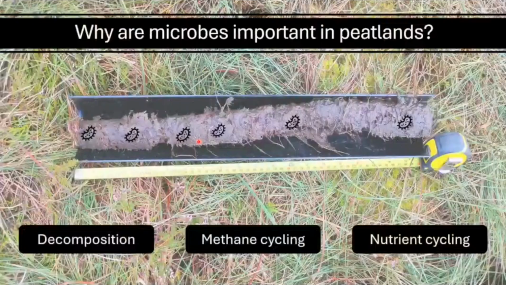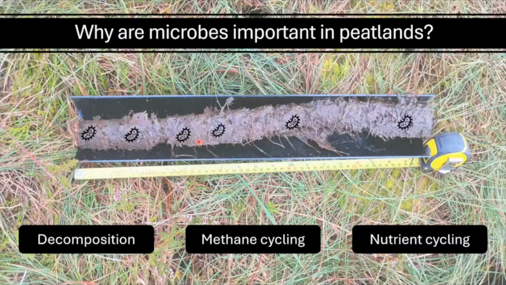But where do microbes fit into all of this? Why should we care about them? Firstly, they're the ones carrying out most of the decomposition. So in a healthy peatland, that's going to be very slow and contribute to that formation of peat and storage of carbon. But in a degraded one, that's drier, it is happening much faster, and you're releasing a lot of carbon dioxide.